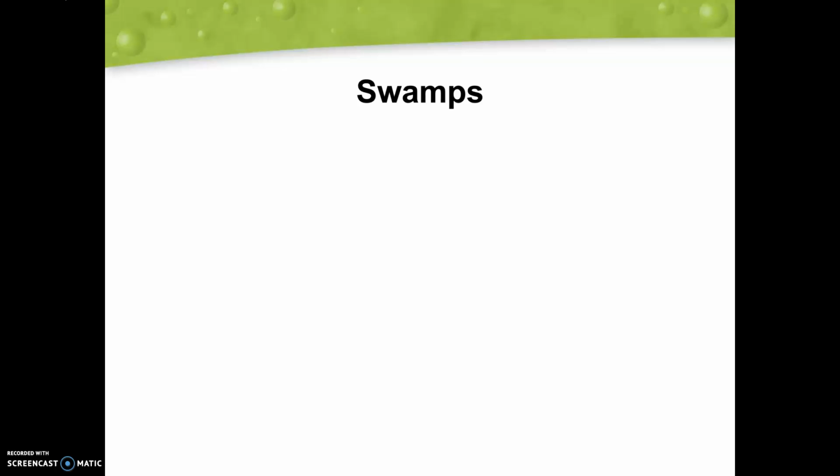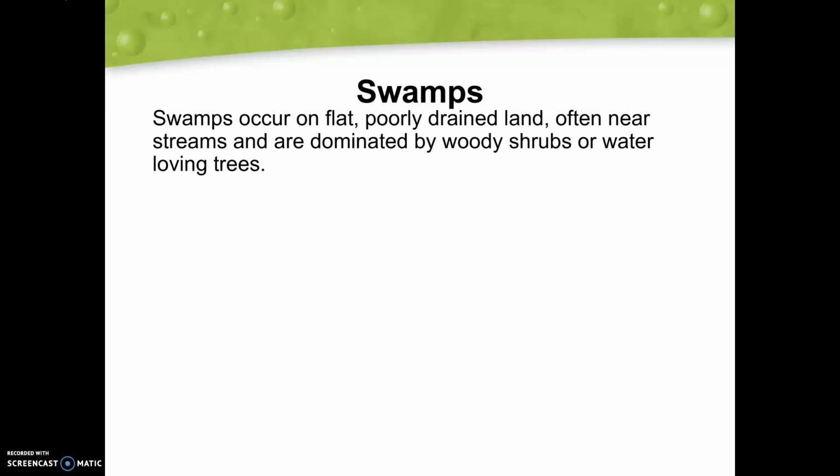Last one that we're going to talk about right now is swamps. So swamps occur on flat, poorly drained land, and they're often near streams. And we're going to see the plant life here is dominated by woody shrubs or water-loving trees. So that's how we're going to characterize swamps.